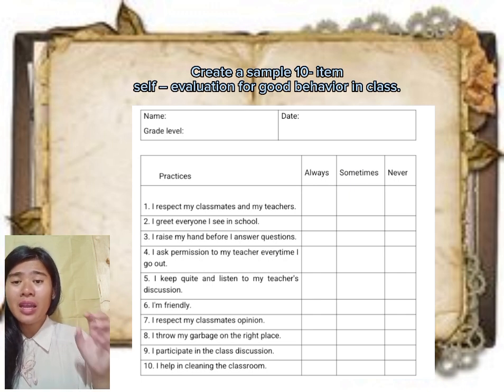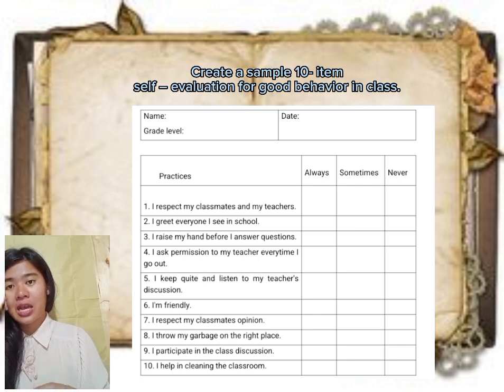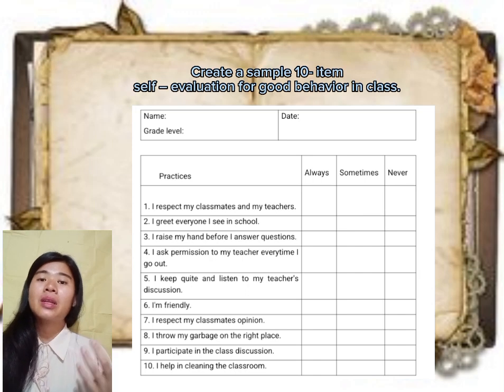Next is, I am friendly. Next is, I respect my classmates' opinion. Next is, I throw my garbage in the right places. Next is, I participate in the class discussion. The last one is that I help in cleaning the classroom. And that could be all.